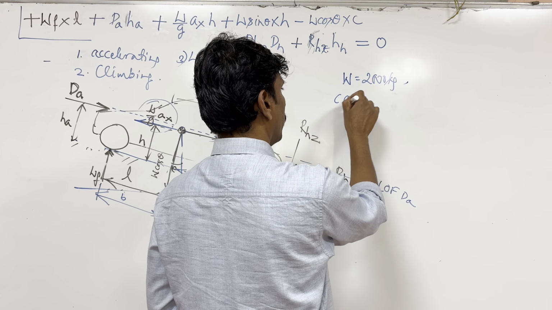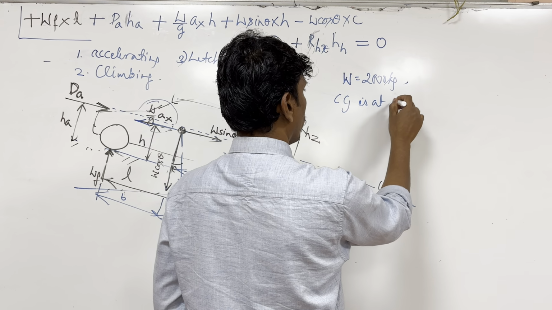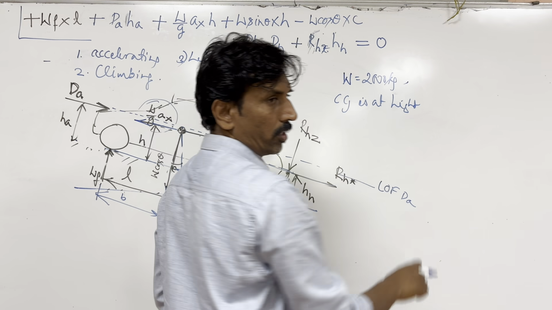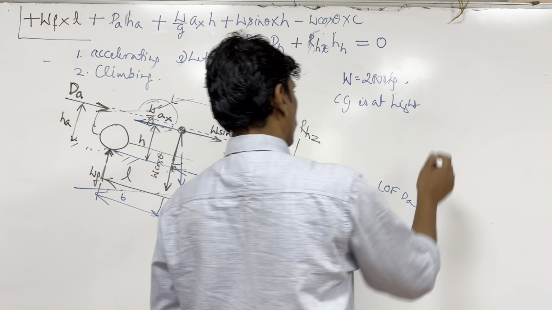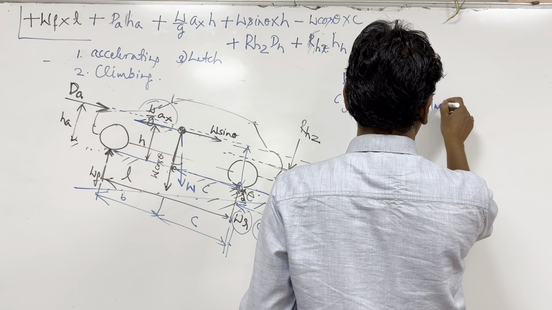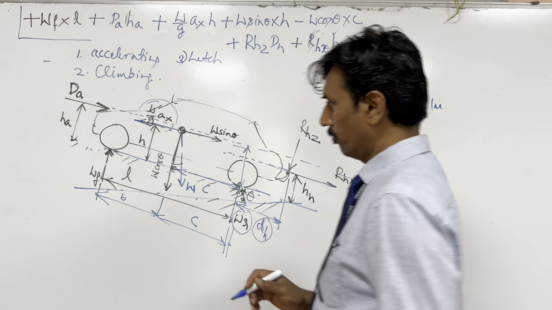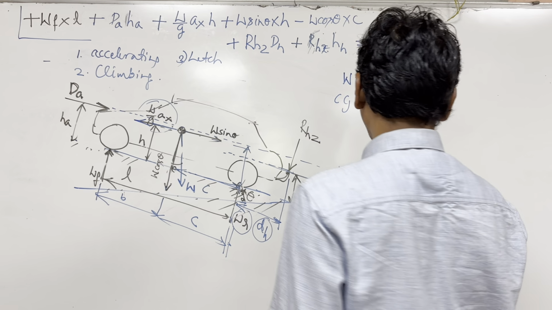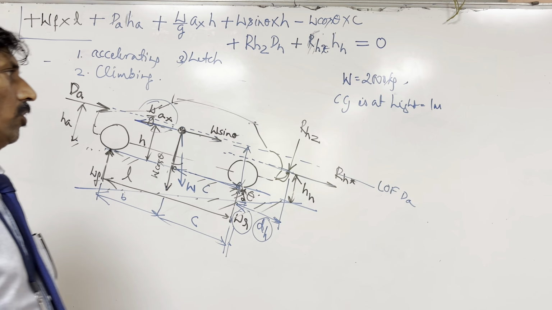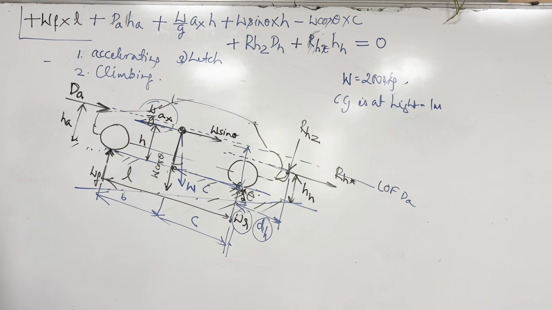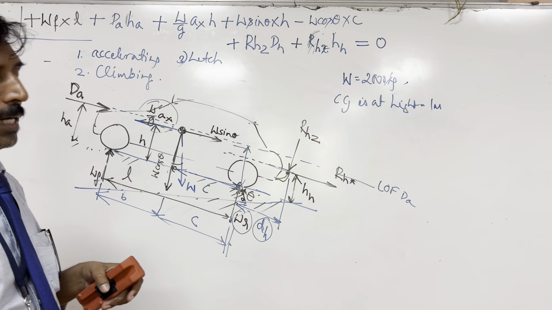The CG is at a height of 1 meter from the ground, and behind the front wheel by 1 meter.